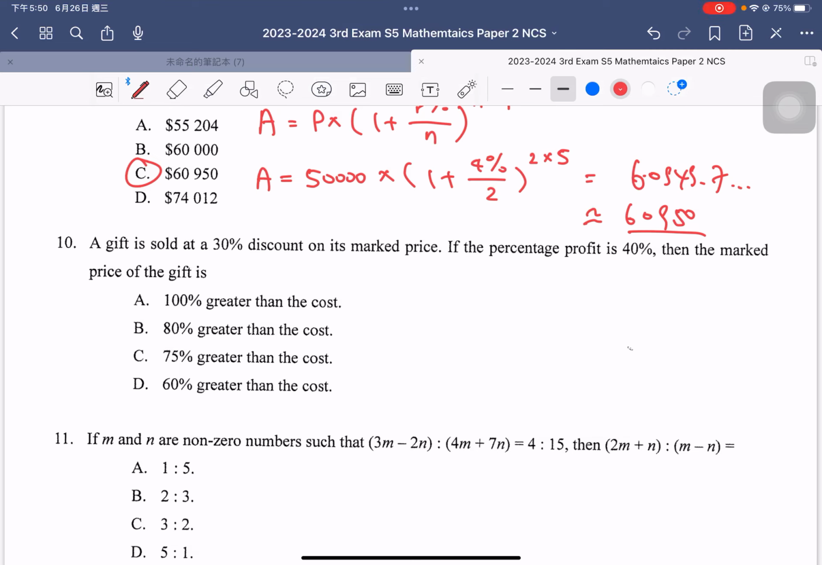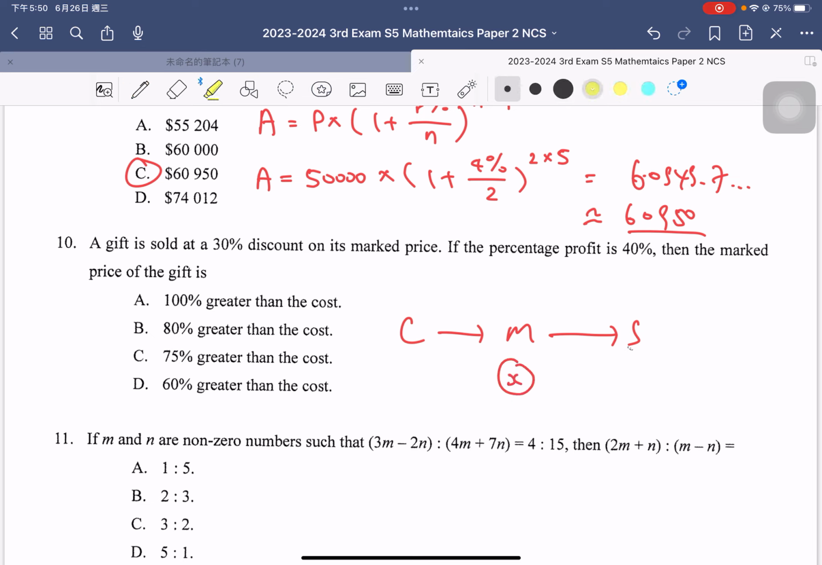So question 10 is about percentage. Let's talk about the cost, the market price, and the selling price. First of all, you can just write down the cost, the market price, and the selling price. And this time, we're going to calculate the market price. So we put the market price as X.